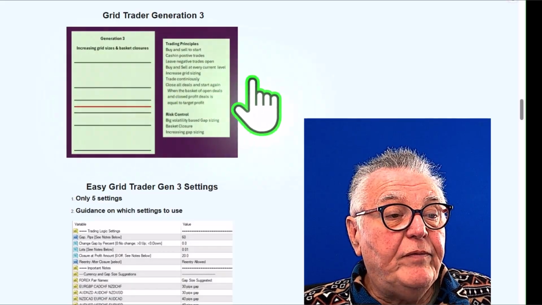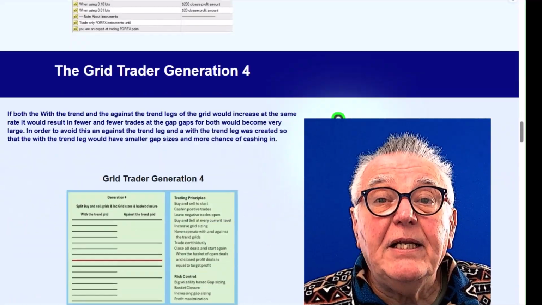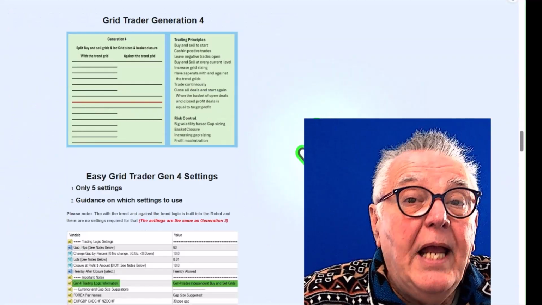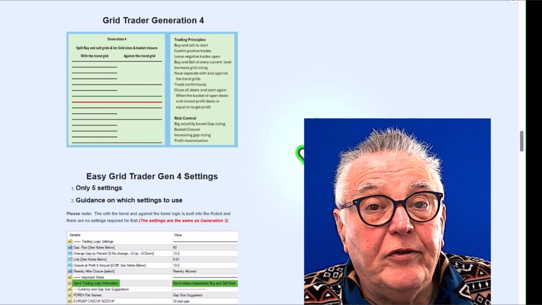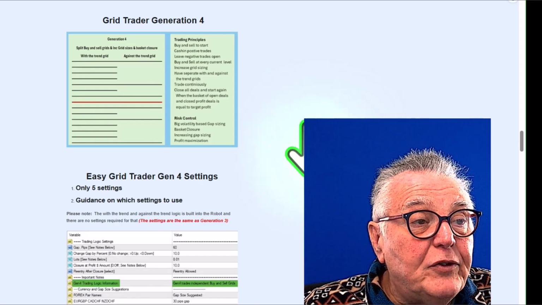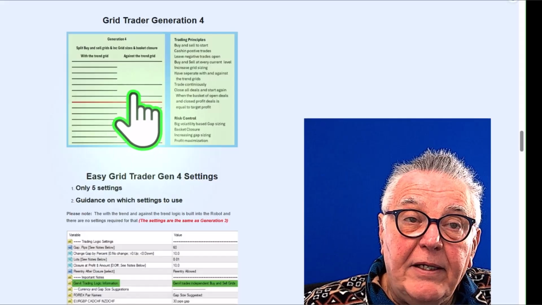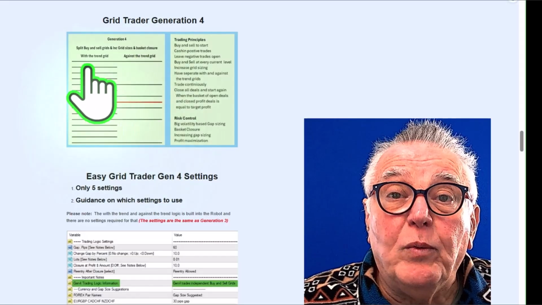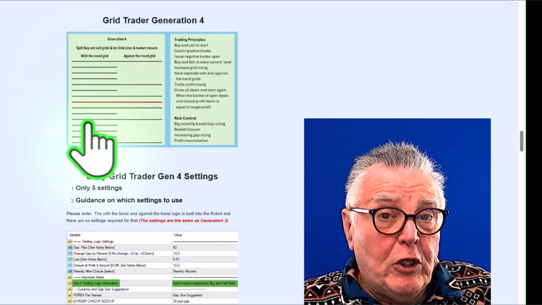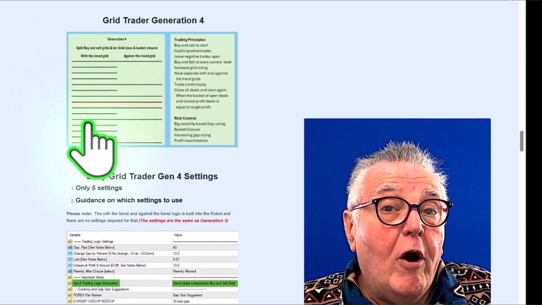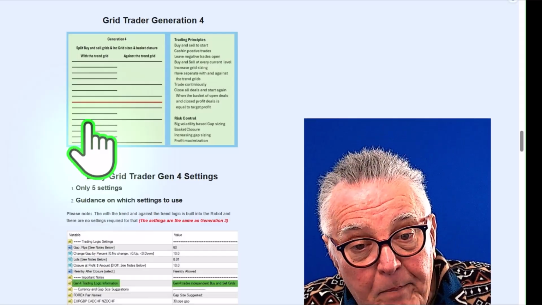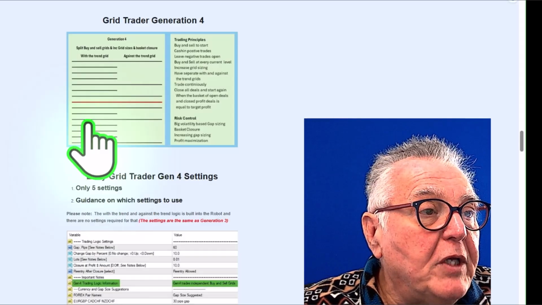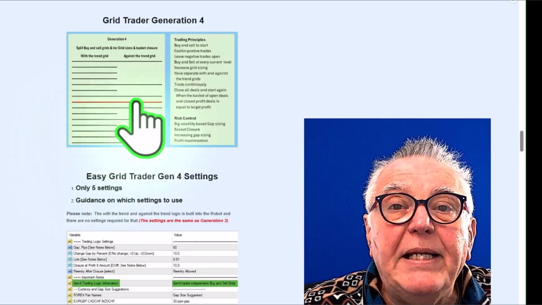So what we've done is we've basically said, okay, now we're going to create 2 grids. We're going to create a with the trend grid and an against the trend grid. So only the against the trend grid will increase in gaps, but the with the trend grid will stay the same, which gives it so many more opportunities to cash in. It can come back and cash in, come back and cash in at those small levels, rather than waiting for these big levels to occur.